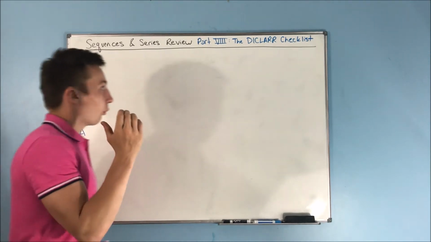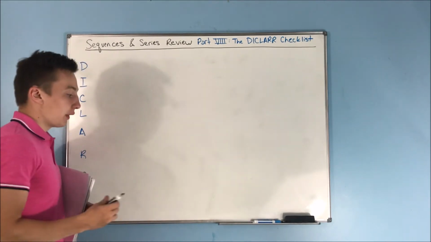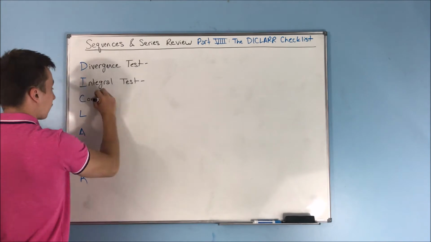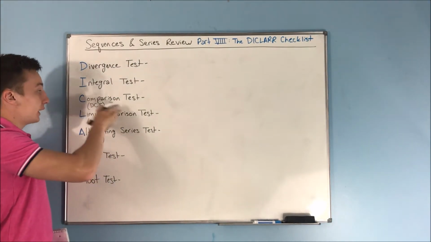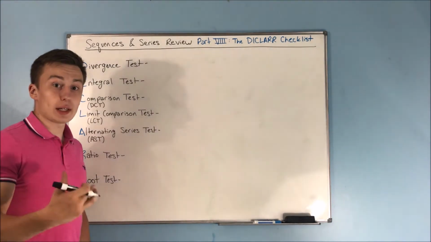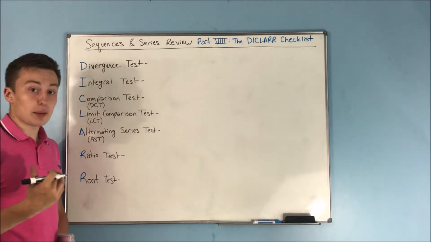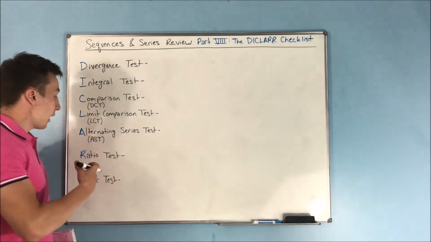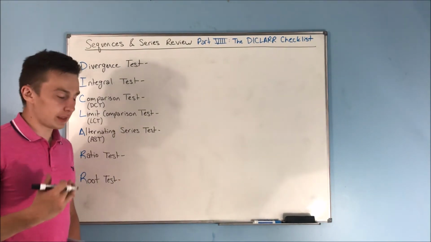So what the acronym stands for here is: the D stands for the divergence test, the I stands for the integral test, the C stands for the comparison test, but you can also hear it called the direct comparison test, so DCT. You have L for the limit comparison test, LCT, A for the alternating series test, AST, the R for ratio test, and the other R for root test.